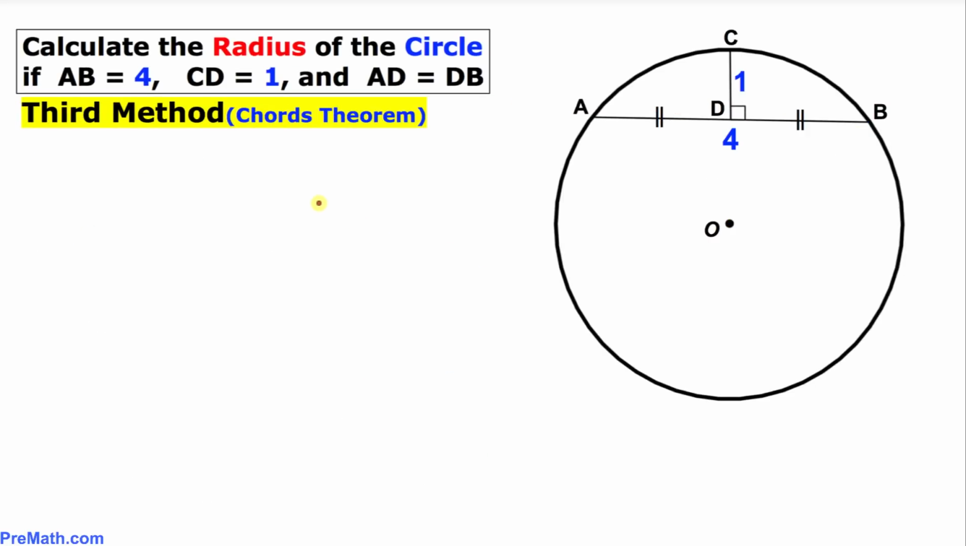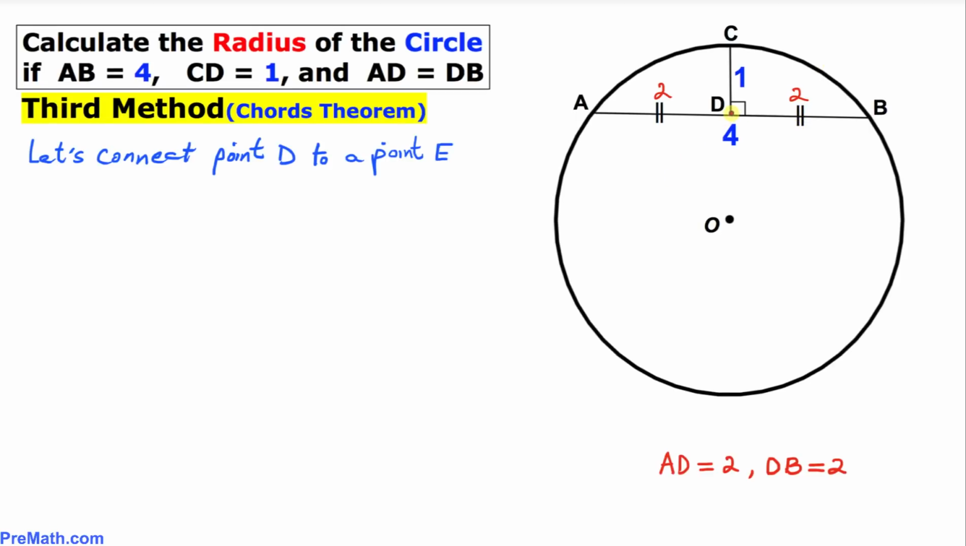Welcome to Pre-Math once again, and this time we will be using the method called intersecting chords theorem. And once again, we know that AB line segment is 4 and it is being divided into 2 equal parts. So that means this AD is going to be 2 units and DB is going to be 2 units as well. Now let's go ahead and connect this point D that passes through this center O all the way to this point on the circle, and I'm going to call this point E.